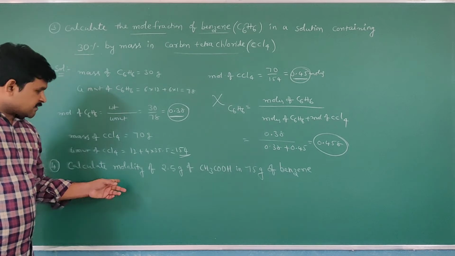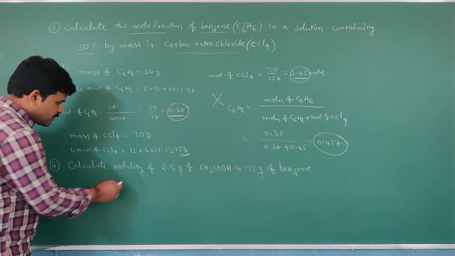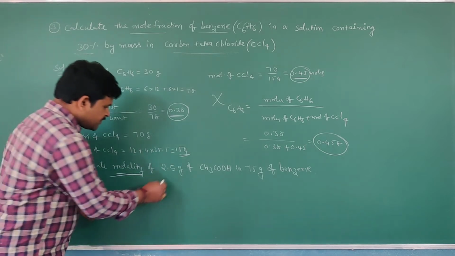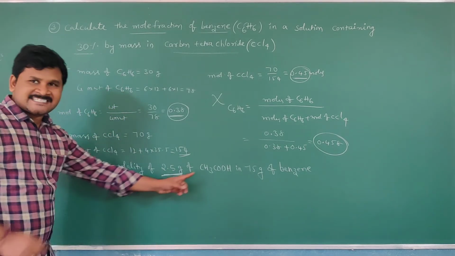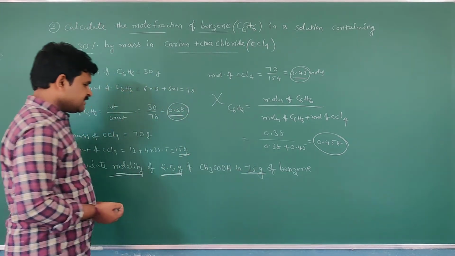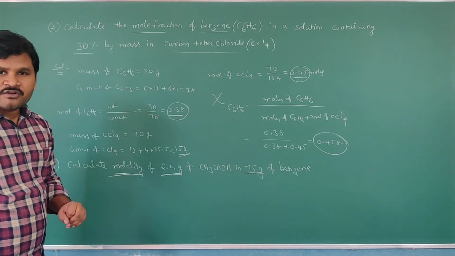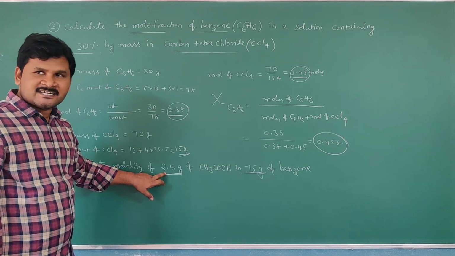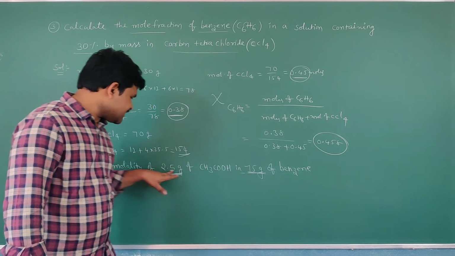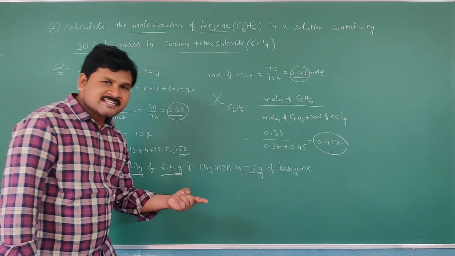Next, last question, that is related to another concentration term, molality, not molarity, molality, small m. What is the question? Calculate molality of 2.5 grams of acetic acid CH3COOH in 75 grams of benzene. So in this 2.5 and 75, which is solute? Which is in less quantity, that is solute. Which is in excess quantity, that is solvent. So 75 is greater than 2.5, so 75 is considered as a solvent, and 2.5 is considered as solute.